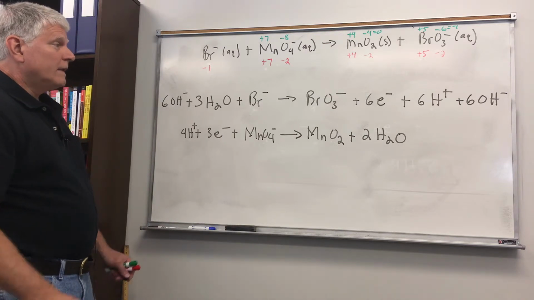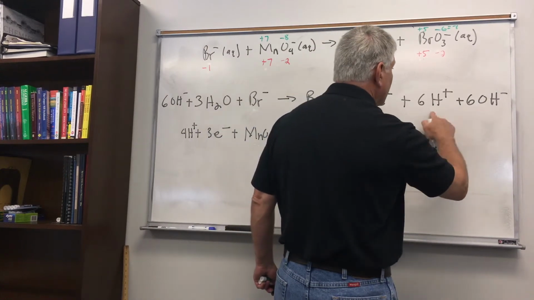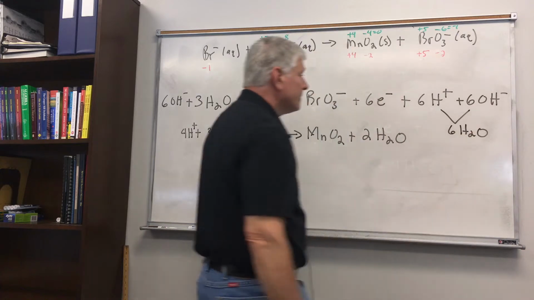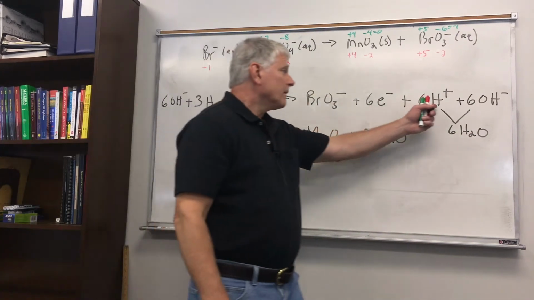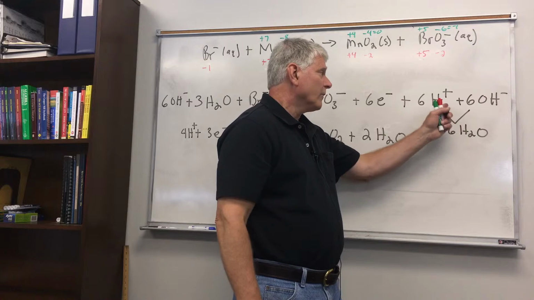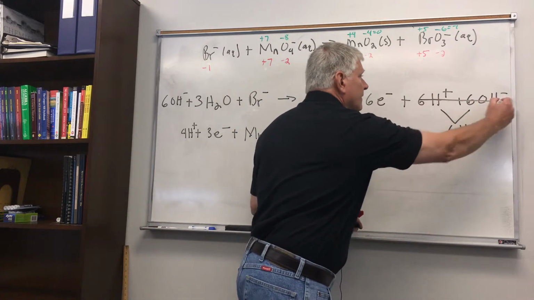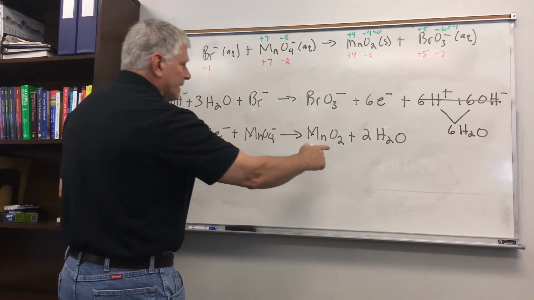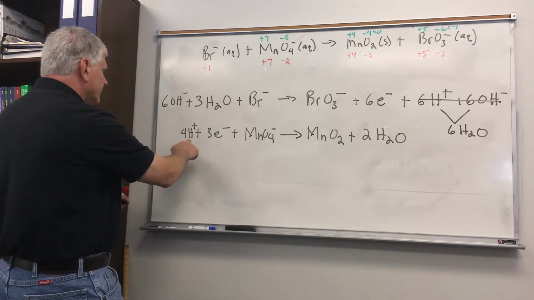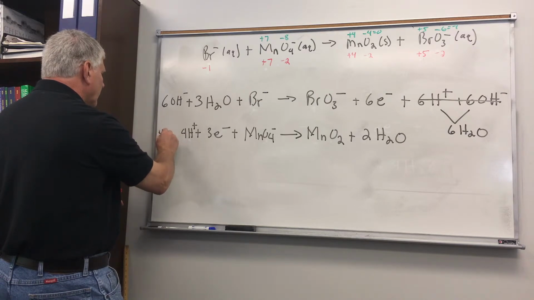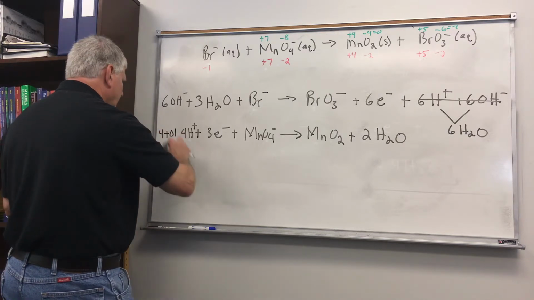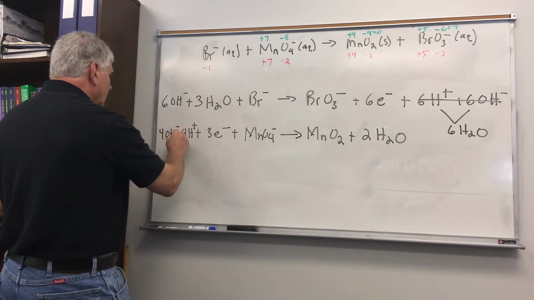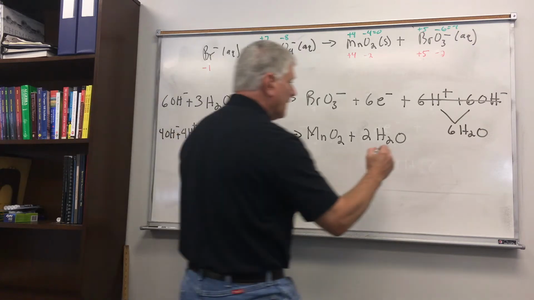So now these will combine to form waters. So the H plus will react with the OH minus to form water. So I'll have 6 waters here instead of those 2 species. And let's see, I have 4 H pluses here, so I'll need to add 4 OHs to the left and the right side.